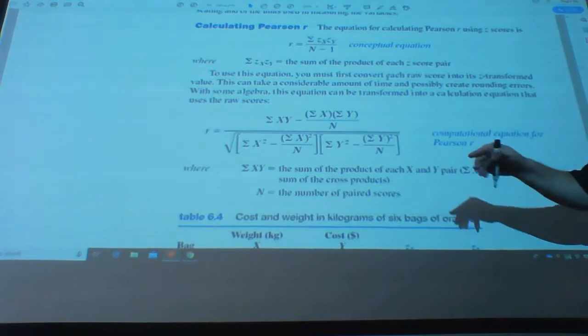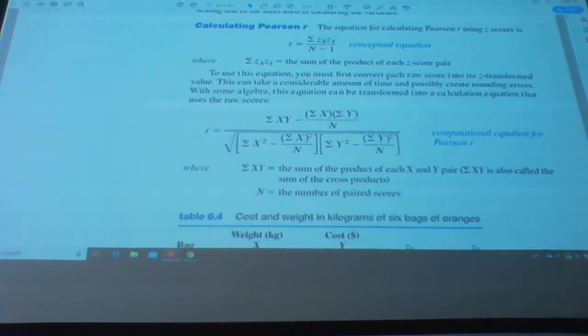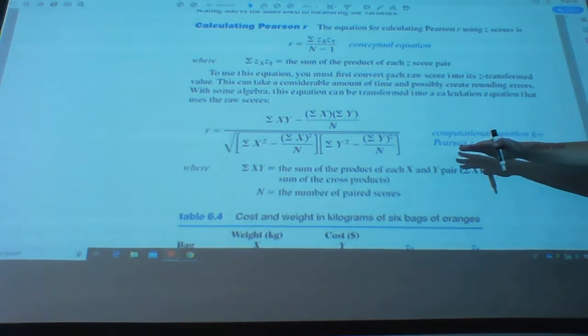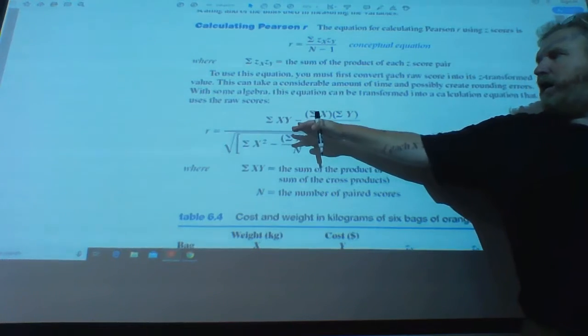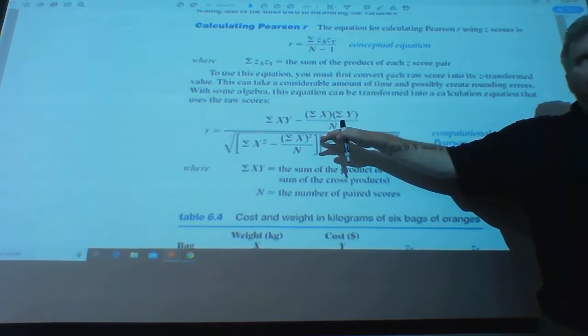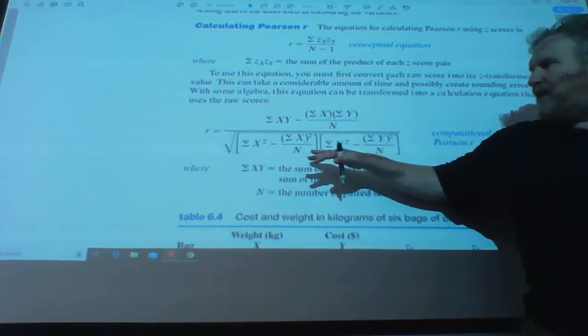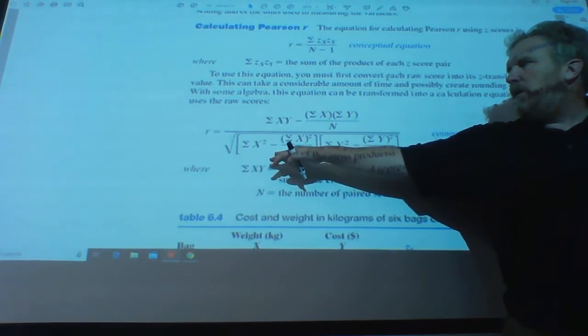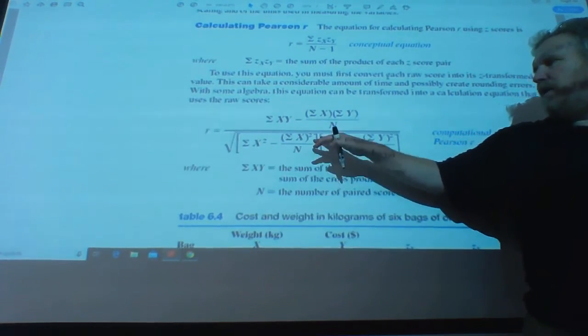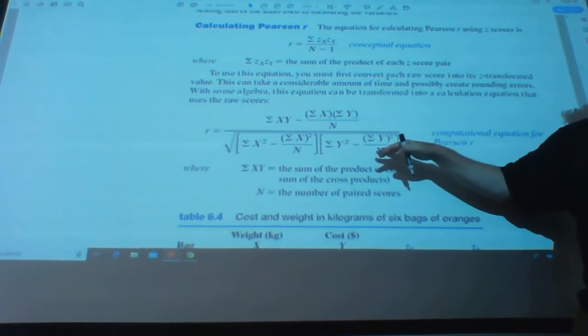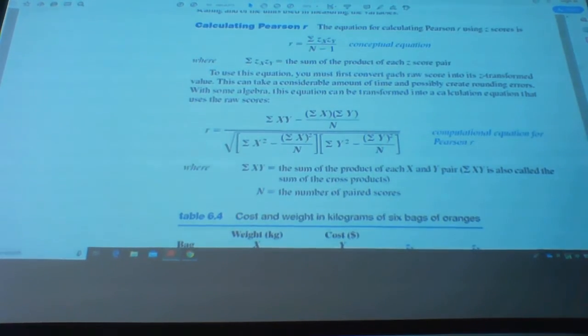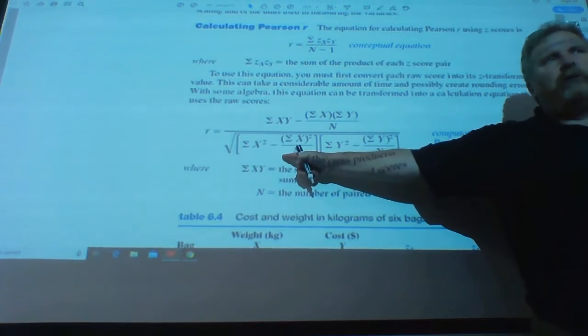Okay. So the author says, well, what we could do then, instead, is just use algebra to shift things around. And if we do that, this is the equation we come up with. Sigma xy minus sigma x times sigma y over n, an indication of the covariation, divided by the square root of sigma x squared minus sigma x squared over n times sigma y squared minus sigma y quantity squared over n.